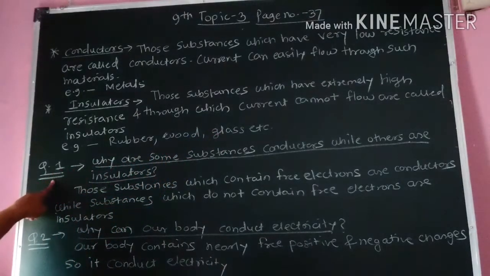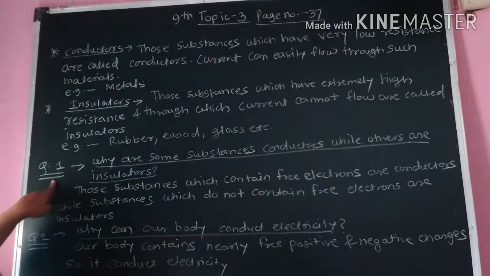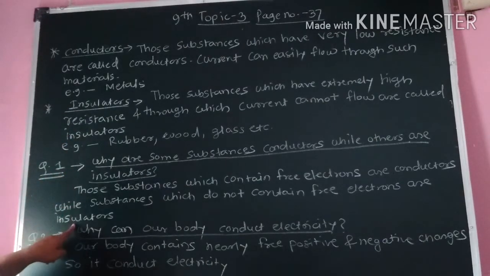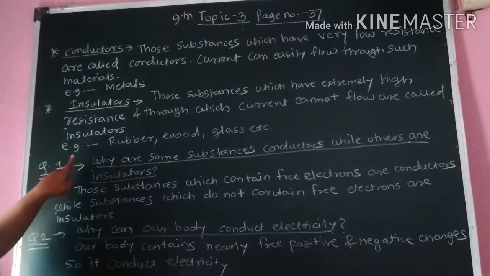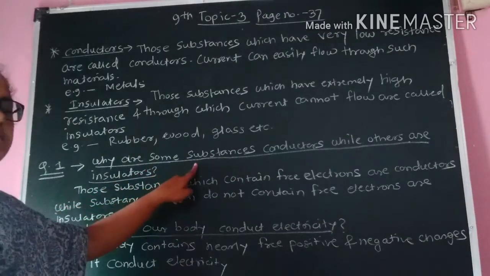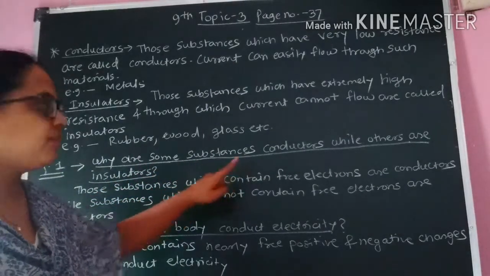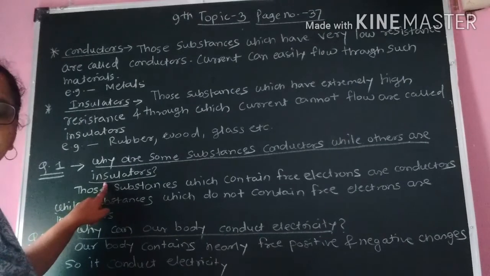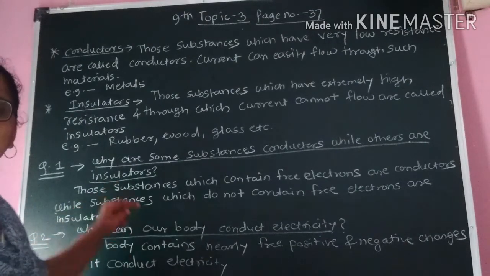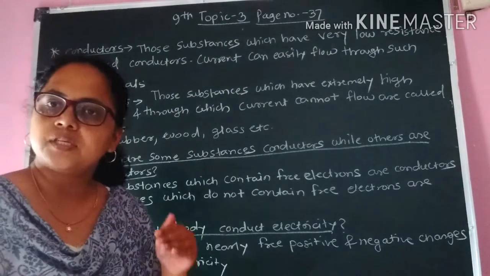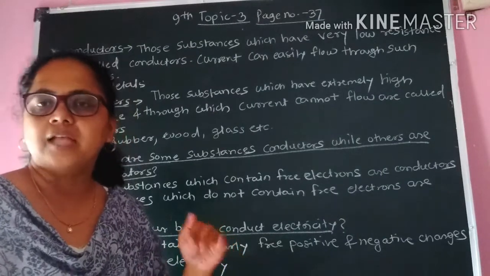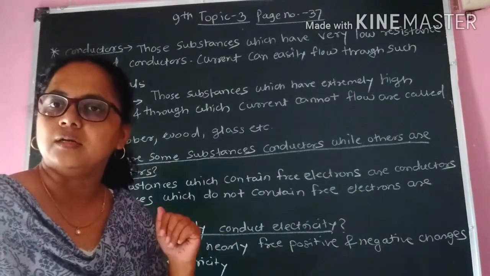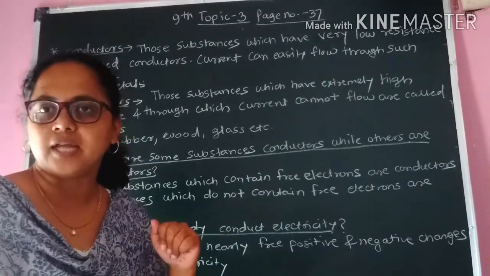Now you can see question number 1. Two questions are asked. What are these questions? Question number 1: Why are some substances conductors while others are insulators? That is, some substances act as conductors and some act as insulators. Why? What is the reason behind that?